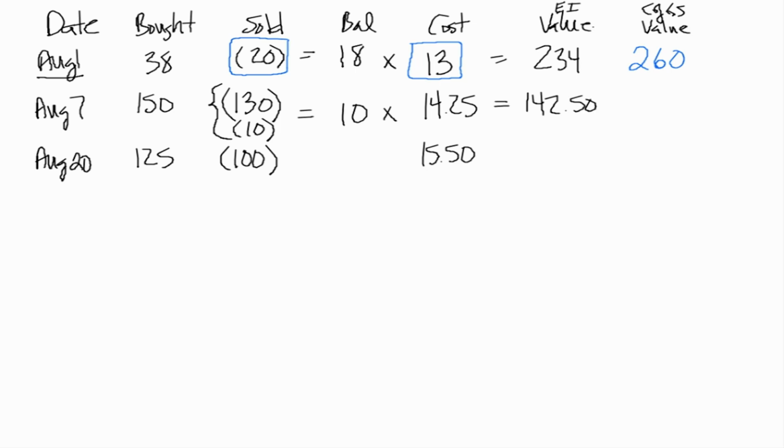But we also have, change my color again, we also have this 140 units times the $14.25 to give us the cost of goods sold. And the cost of goods sold is $1,995.